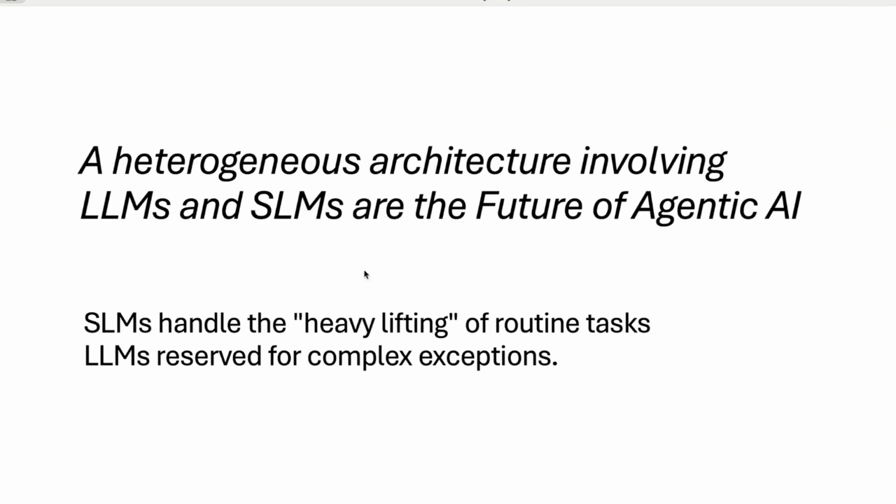And I do want to end today's presentation with my favorite conclusion. I don't want to say that SLMs are the most important, but I think agentic AI is a more heterogeneous architecture involving both LLM and SLM, right? So the SLM does the heavy lifting of the easy and routine tasks, and the LLM should be reserved for more complicated scenarios that require reasoning and a generalist to handle the complexity of the task.